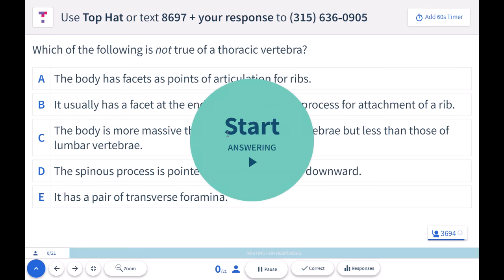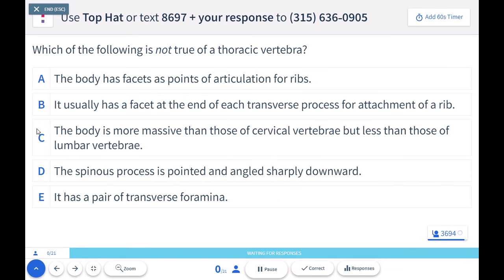So, let's have a concept check question. Which of the following is not true of a thoracic vertebrae?